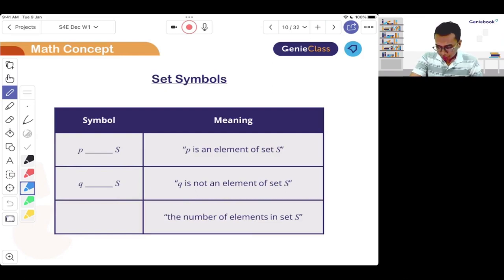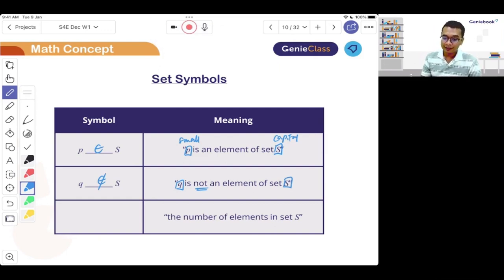So let's go through some very simple set symbols. Now, if I want to describe the element p as being part of the set S, you notice that this is small p and this is capital S, I can use this symbol here. It looks like an E, but it's written a bit differently. What about not an element of set S? So q, not an element of set S. It's the same symbol, but similar to your not equal sign, there is a forward stroke like that. So this is what we mean by p is an element of S and q is not an element of S.